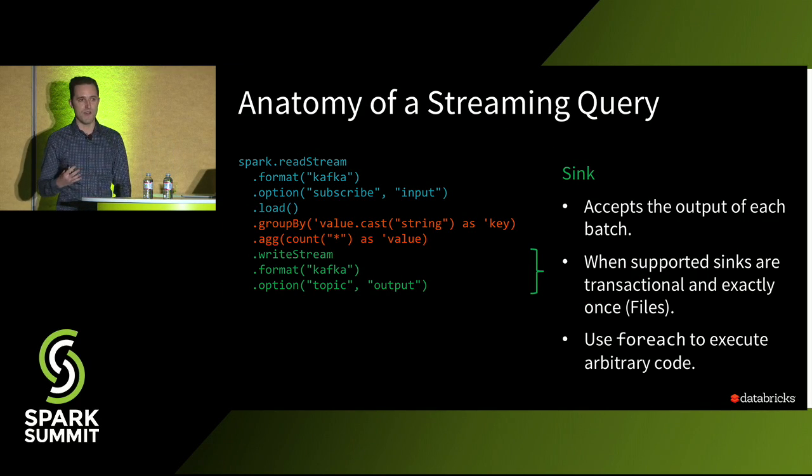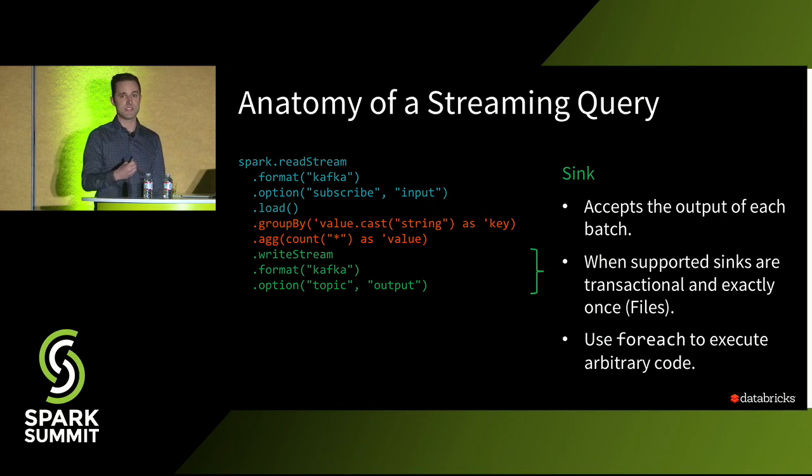So the next step, now that I've loaded the data and done the transformations that I want, is to say, where's the target? Where do I want to write this out to? And we call that a sink. Again, this should look very familiar to users of batch Spark, because this is exactly like the DataFrame Writer API with just a couple of differences.